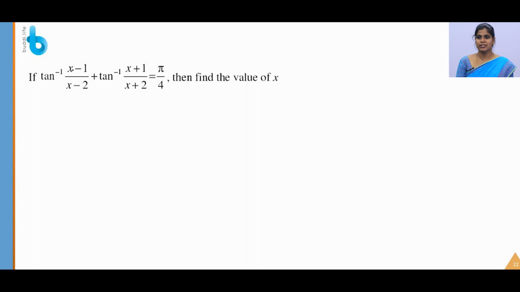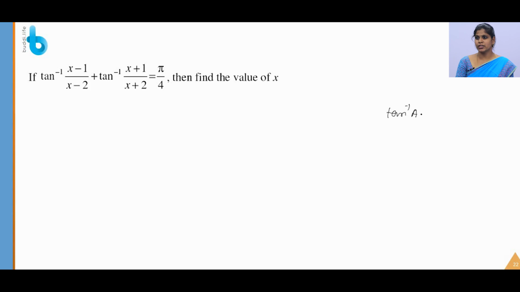See, if tan inverse of (x minus 1) by (x minus 2) plus tan inverse of (x plus 1) by (x plus 2) equal to pi by 4, then find the value of x. See, this resembles some property. These two terms resemble some properties.